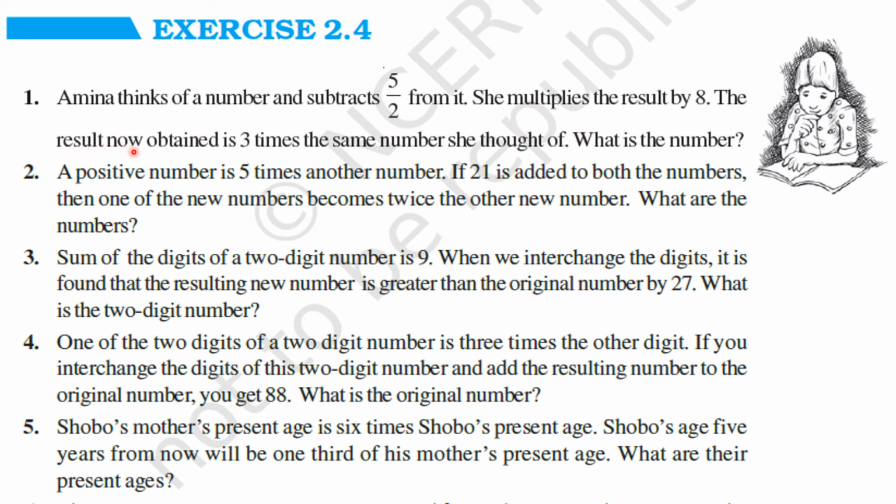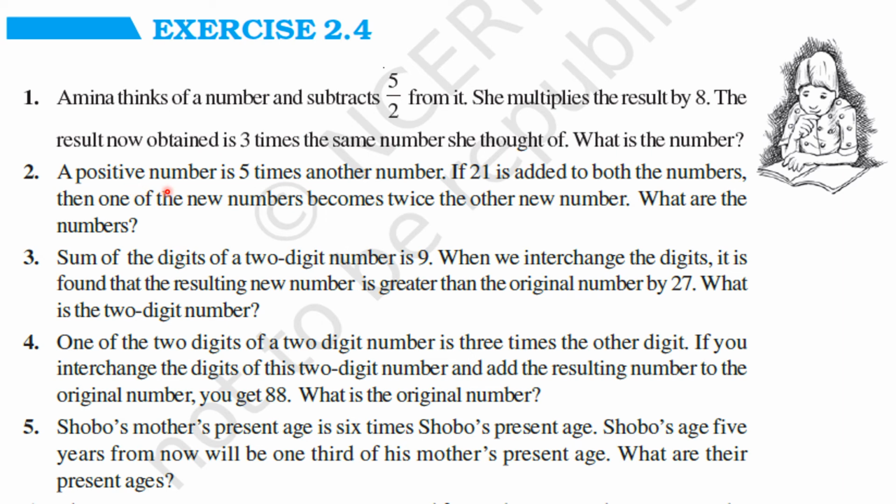The result now obtained is 3 times the same number. That means the last step, that is 8 into x minus 5 by 2, is equal to 3 into the same number, that is 3 into x. So this will be your equation. Try to solve it by taking all the x on one side and all the constants on one side and get the answer. I know it is not that easy, but if you concentrate, you can easily solve these questions. The day you start solving these questions, you will have the confidence that you can do any question on these topics. Okay?